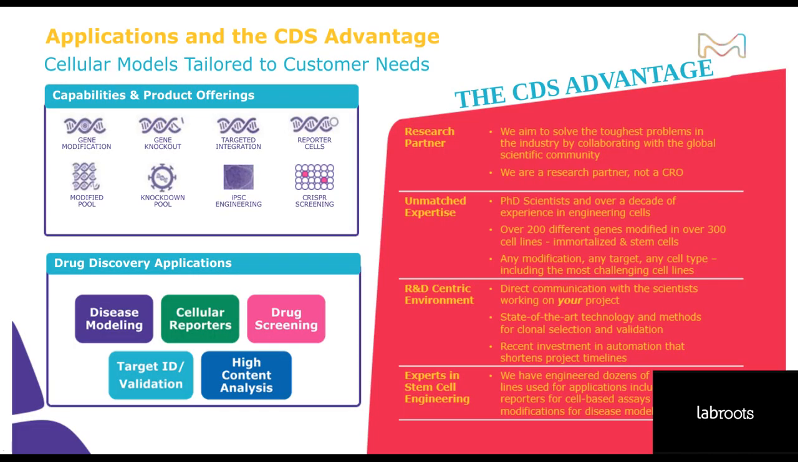So just to finish up, using our expertise in tailoring cellular models to customer needs, we can perform any sort of modification that you might envision, including knockouts, target integration. We can deliver clones or pools. We are very experienced in induced pluripotent stem cells and primary stem cell culture. And any of these cell lines can be used for any number of drug discovery applications or other applications, even if you're not within the drug discovery field. And we really do look at ourselves as research partners. We are not a CRO, we are a partner with you.